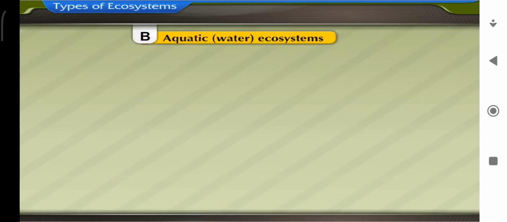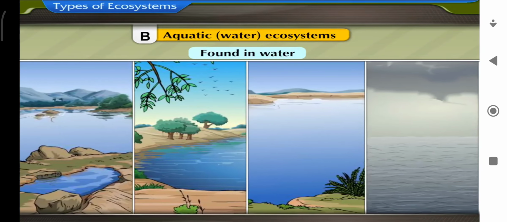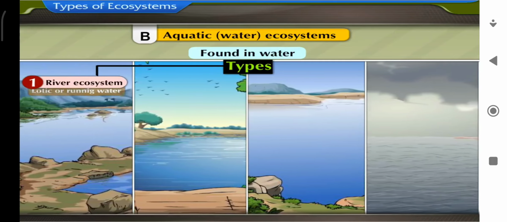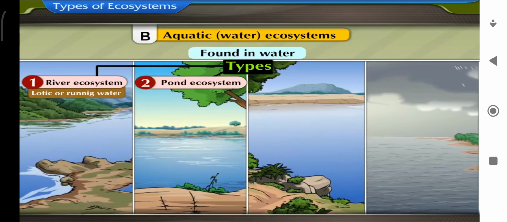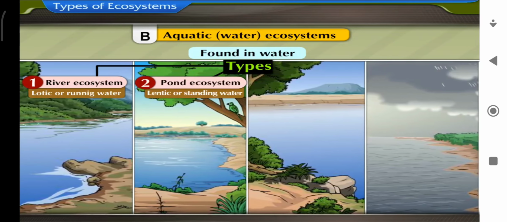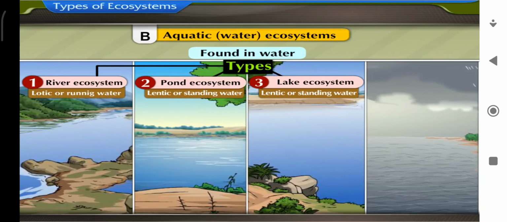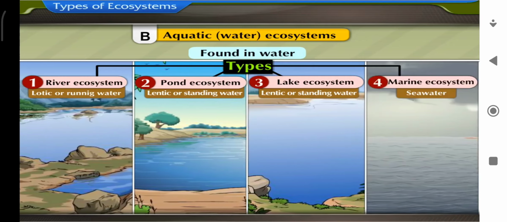B. Aquatic or water ecosystems. These ecosystems are found in water. The following types are recognized under this. 1. River, lotic or running water ecosystem. 2. Pond, lentic or standing water ecosystem. 3. Lake, lentic or standing water ecosystem. And 4. Marine or seawater ecosystem.